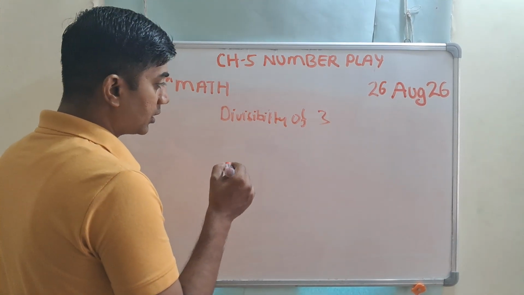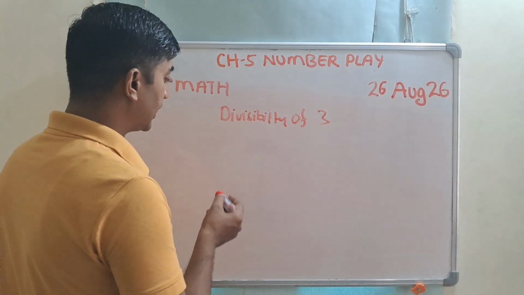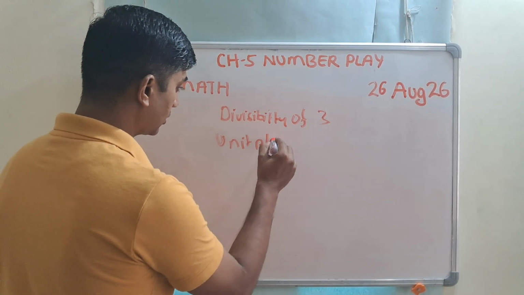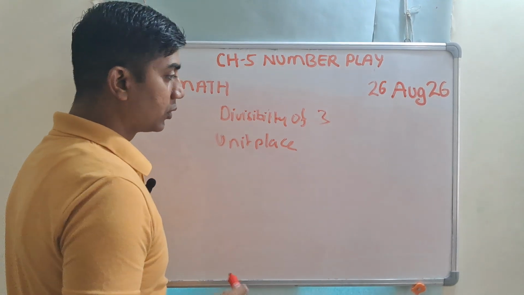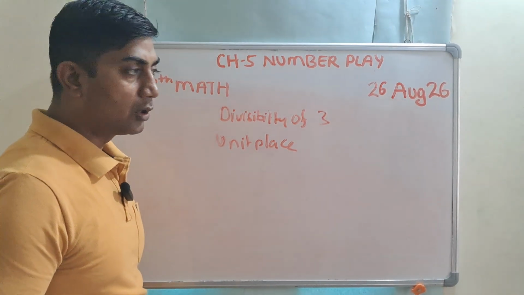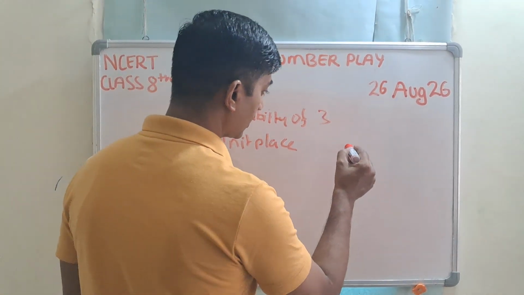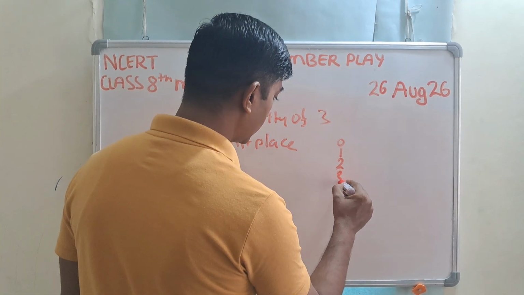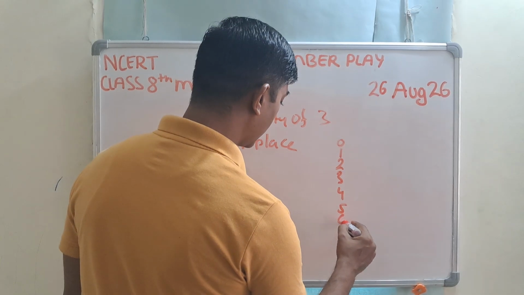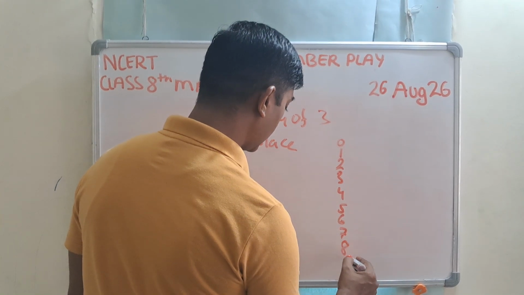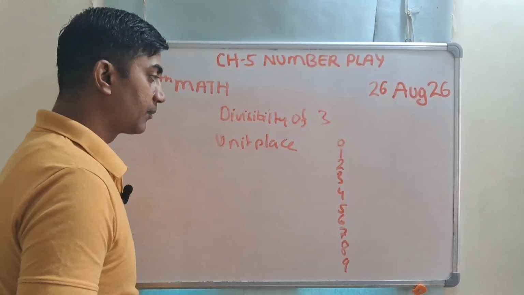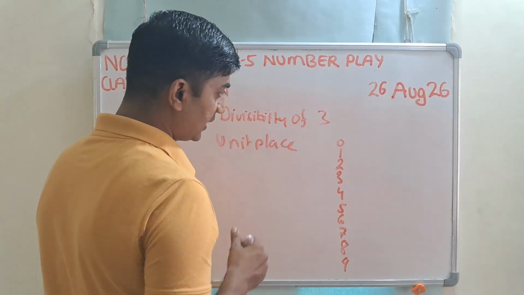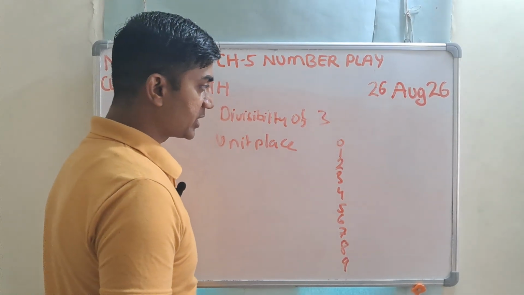First of all, we are looking at the unit place. You know what all the digits can come on unit place? 0, 1, 2, 3, 4, 5, 6, 7, 8 and 9. These all the numbers can come on unit place. Understood? Now we will see, when we divide these numbers by 3, what result we will get.